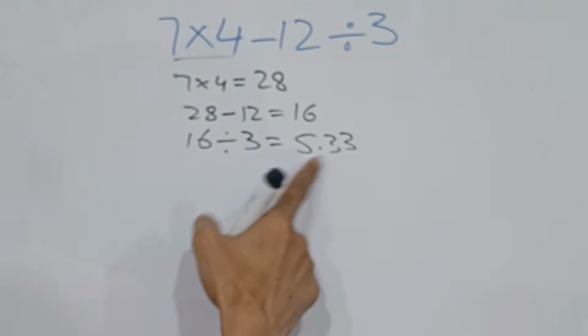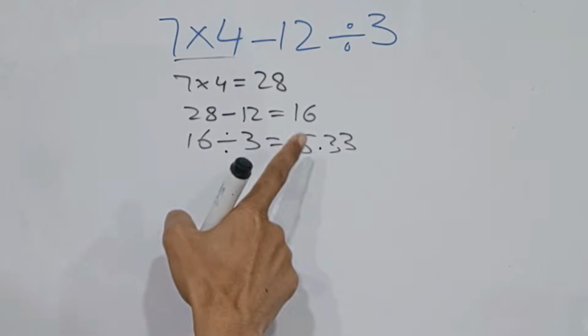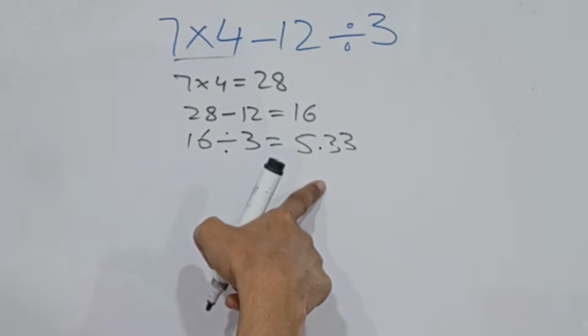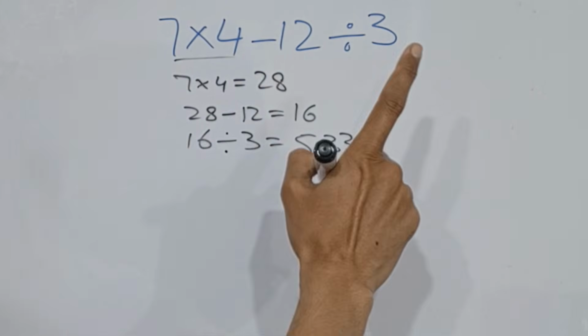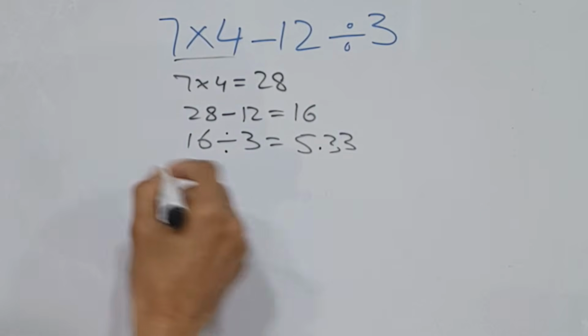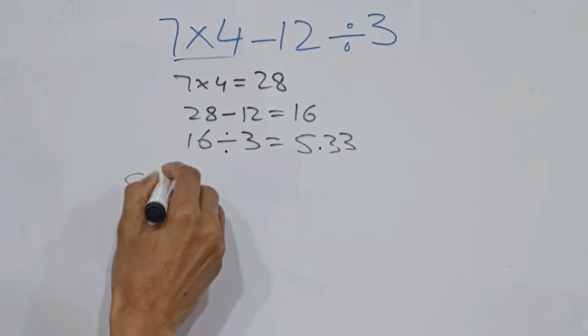This gives us 5.33, but this is wrong. Why is it wrong? Multiplication and division must be done before subtraction, and we must do them left to right. Now let's solve it correctly. Solve again.